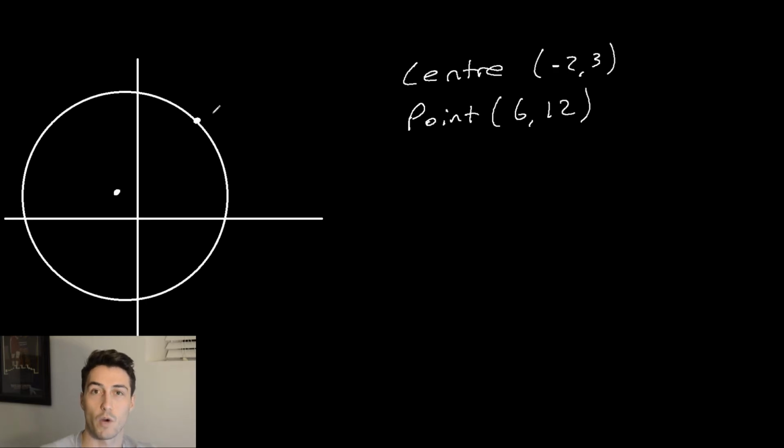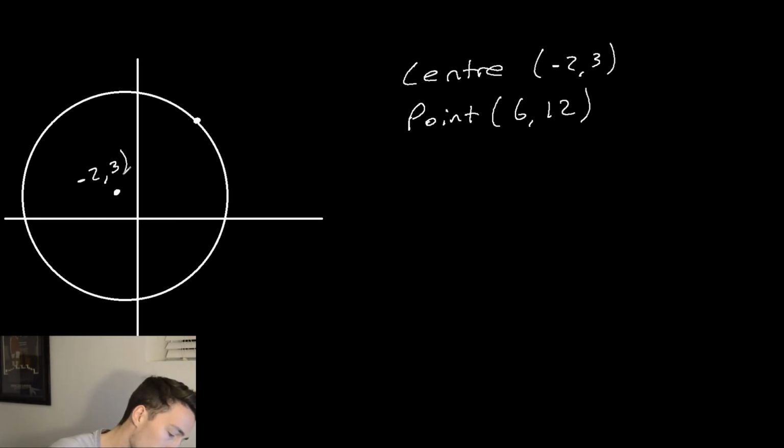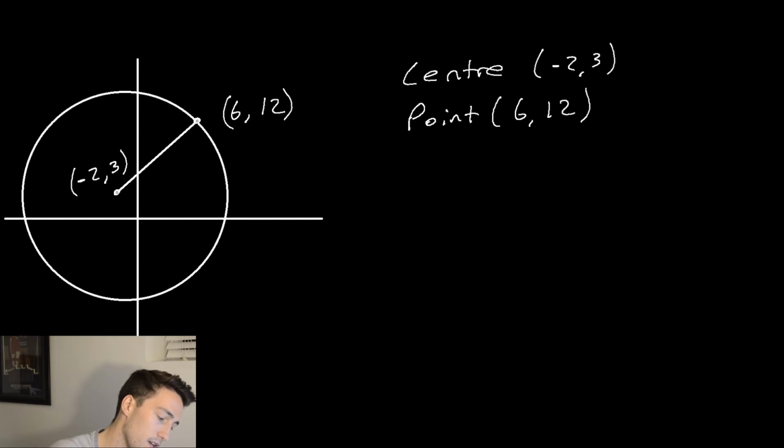Now for our next question, we're given the center, which is (-2, 3), but we're also given a point, which is (6, 12). So this one, we're not actually given the radius. Here, this is going to be the center (-2, 3), and then the point (6, 12). Since we have the center of the circle, we can find the radius using our general equation.